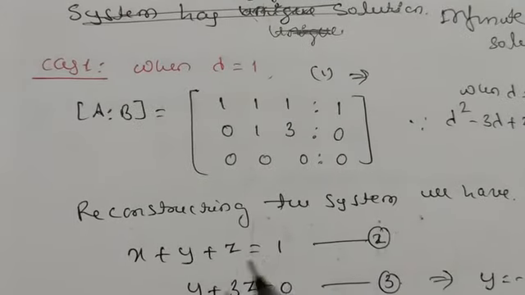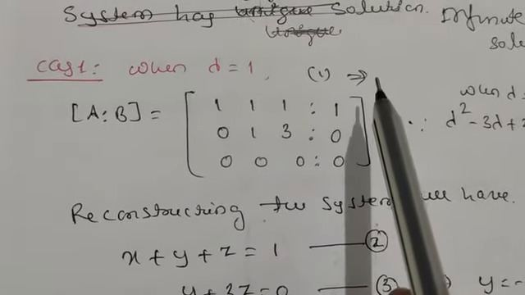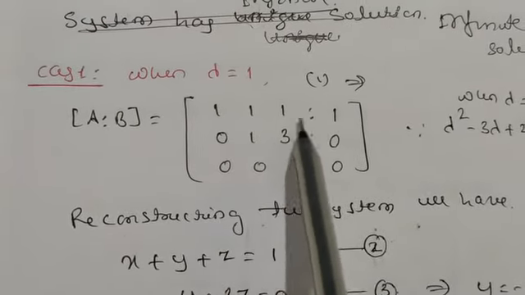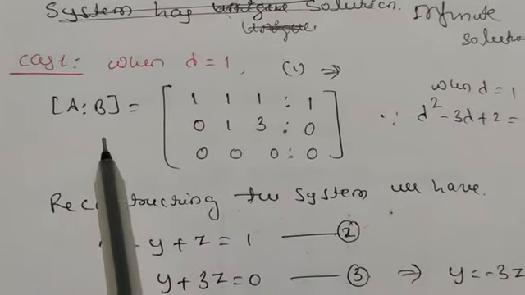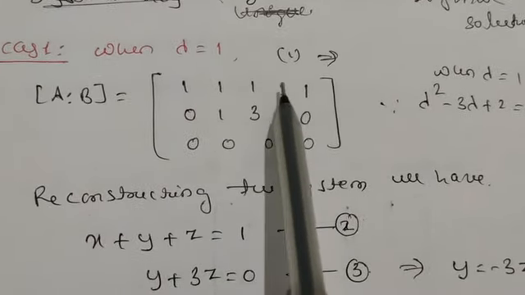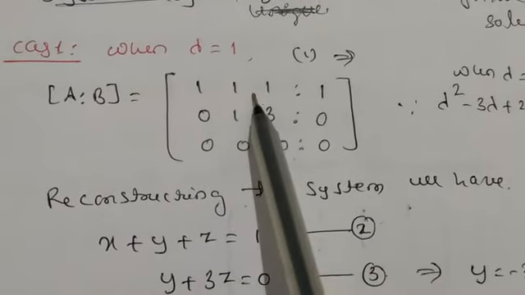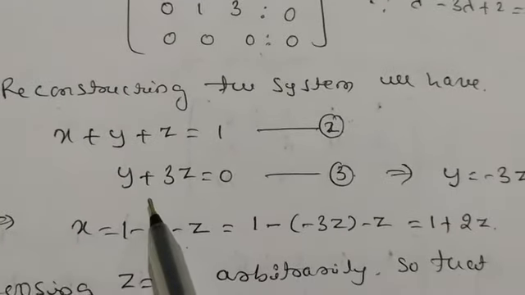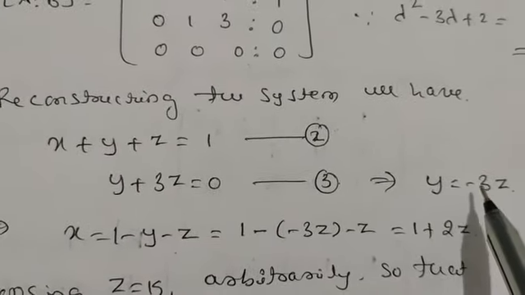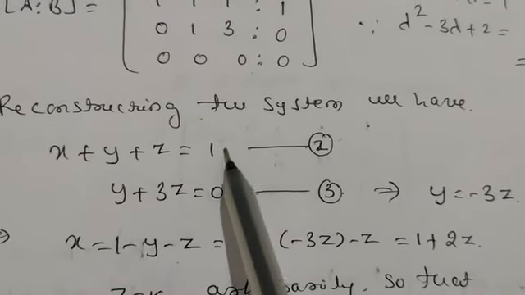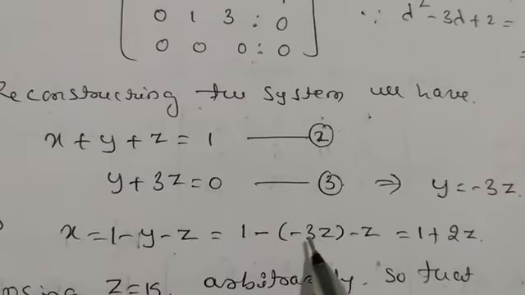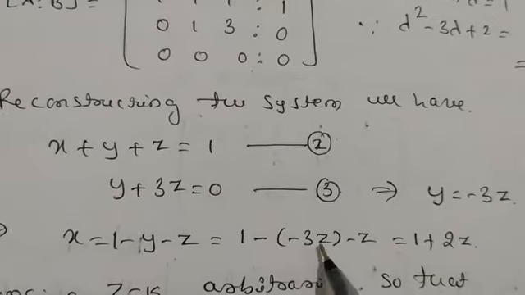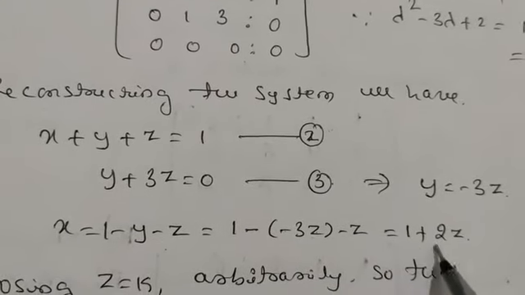So let us take lambda equals 1. Then equation 1 gives A colon B equals 1 1 1 colon 1, and the last step of A colon B is like this. Reconstructing the system of equations, we have x plus y plus z equals 1 and y plus 3z equals 0. From the last equation, y equals minus 3z. Equation 1 gives x equals 1 minus y minus z. Substituting the value of y, as in previous examples, it is 1 minus of minus 3z minus z, so it is 1 plus 2z.